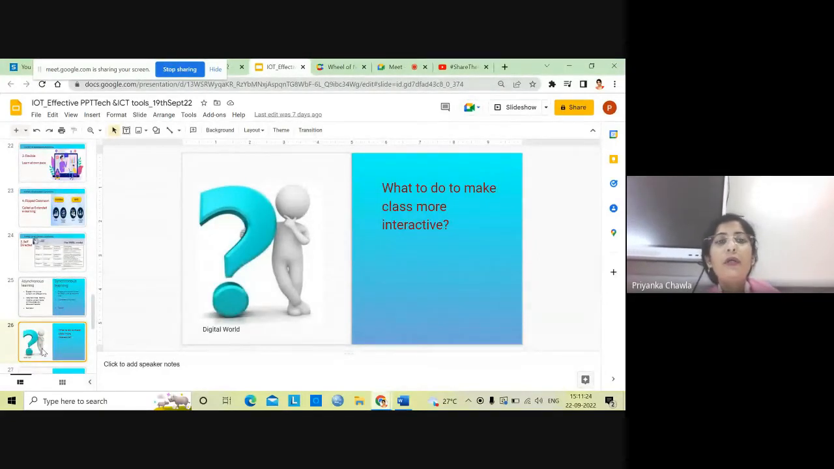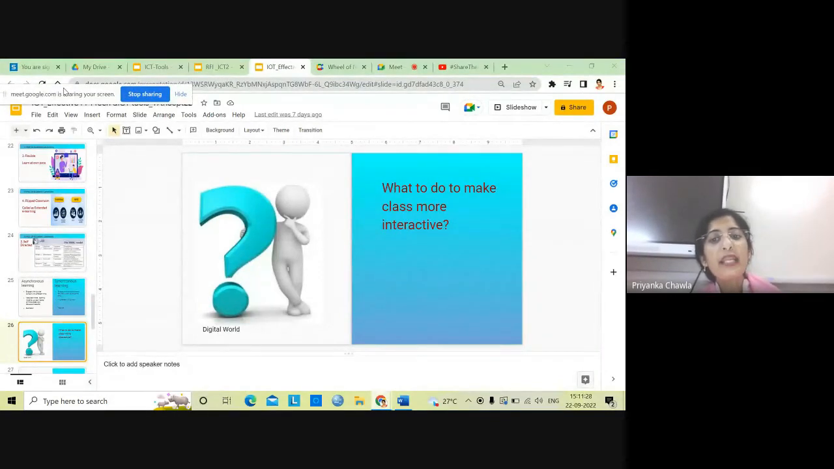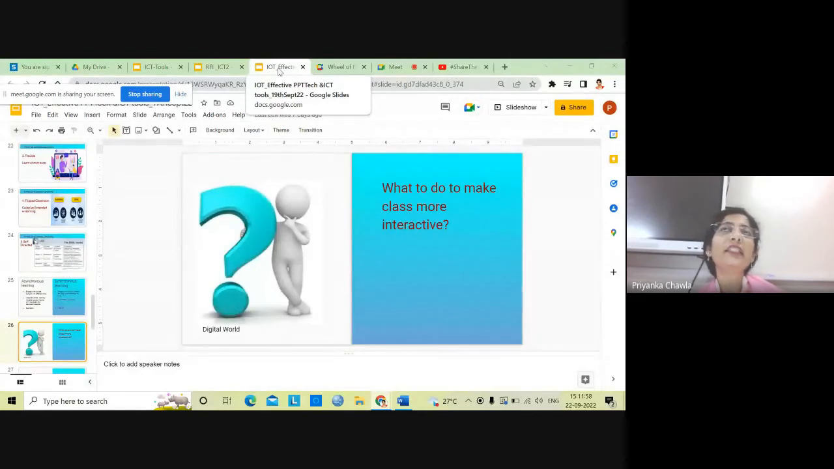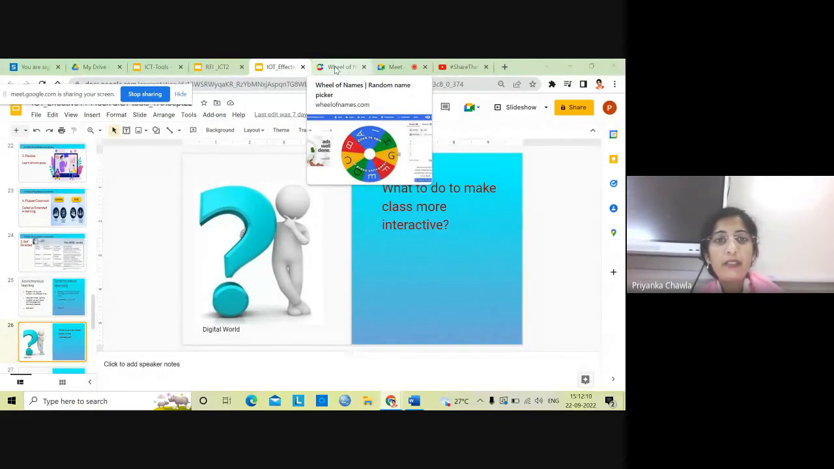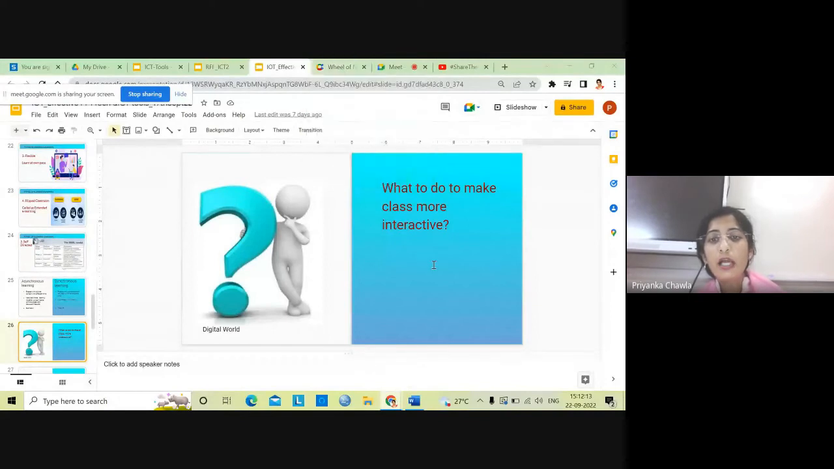Now, again, I will ask: what do you do to make your class more interactive by the use of ICT tools? How will you make your class more interactive with the use of ICT tools? During the pandemic, most of the students and many faculty members were not well versed with ICT tools. But during those 2 years, with the change in technology, more students as well as faculty have become more aware and they use interactive tools.